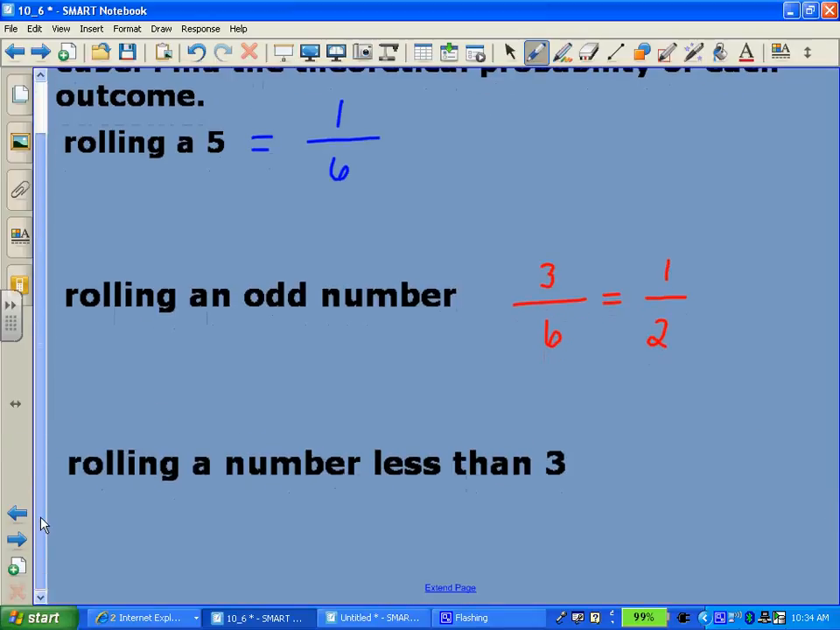What about the probability of rolling a number less than 3? Again, we still have 6 possibilities. How many of those are less than 3? Just 1 and 2. So we'd have a 2 out of 6 chance, or 1/3 chance of rolling a number less than 3. So that's how we figure out theoretical probability.